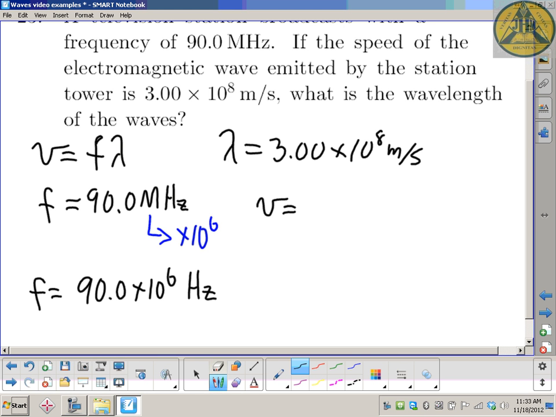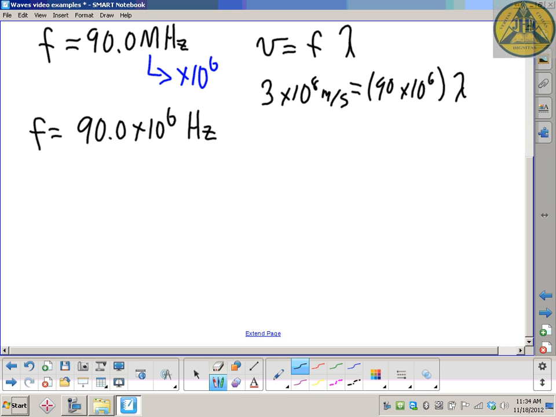So speed equals f lambda. So 3 times 10 to the 8 equals frequency, 90 times 10 to the 6, times wavelength. So divide, and again, don't worry about scientific notation. Your calculator can do all that for you. So just dividing both sides, I'll show my steps.